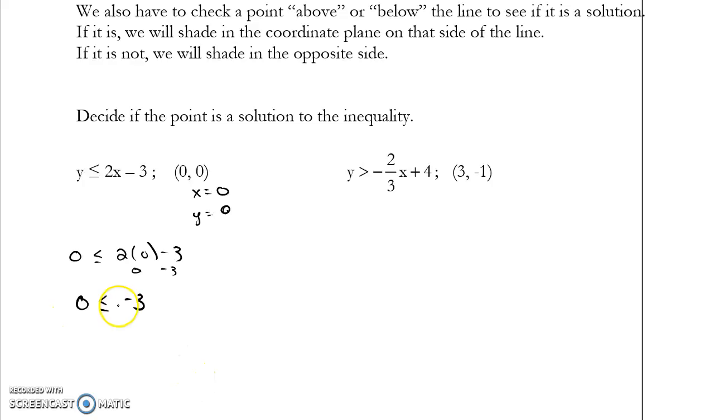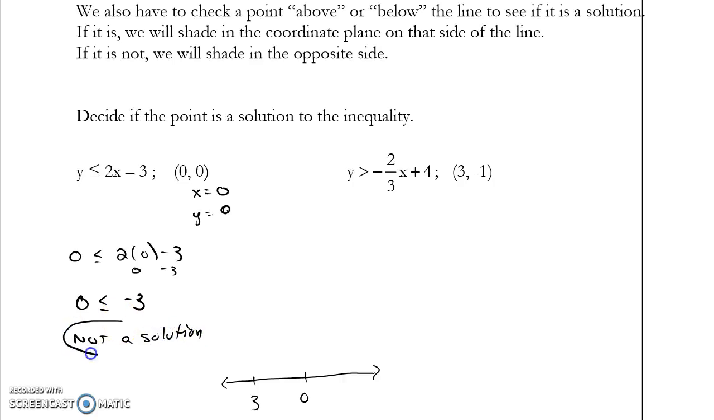If you look at it, positives and negatives and zeros are going to be confusing, so think of it on a number line, or draw yourself a number line. Here's my 0, and my negative 3 is over here. Is 0 less than negative 3? No, because the further to the right the number is, the bigger it is. So this is not true, which means this is not a solution.